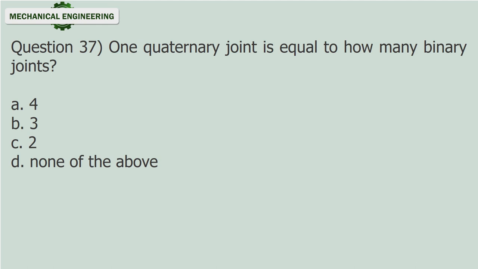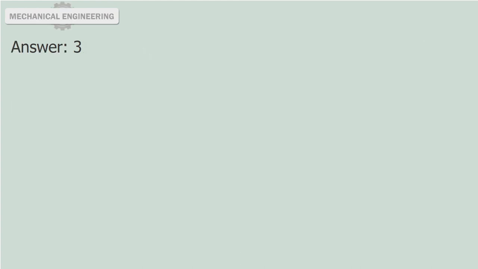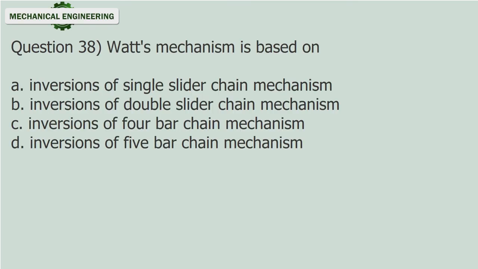Question 37. One quaternary joint is equal to how many binary joints? A. 4. B. 3. C. 2. D. None of the above. Answer: 3.